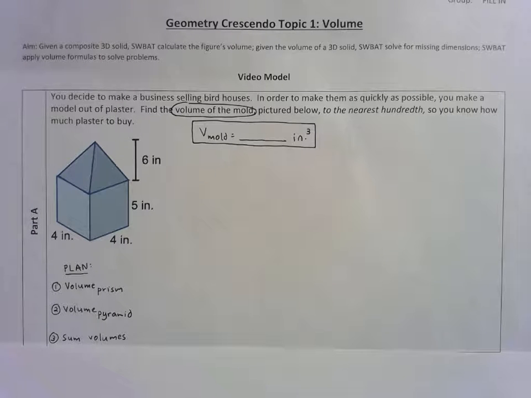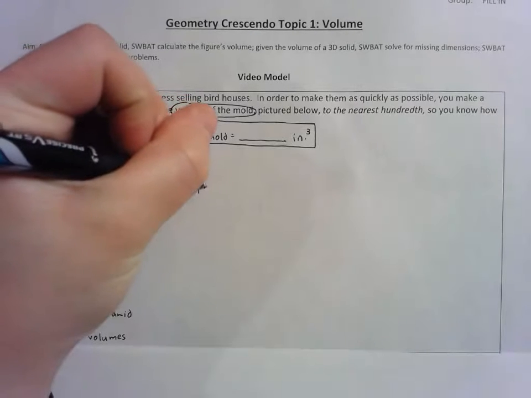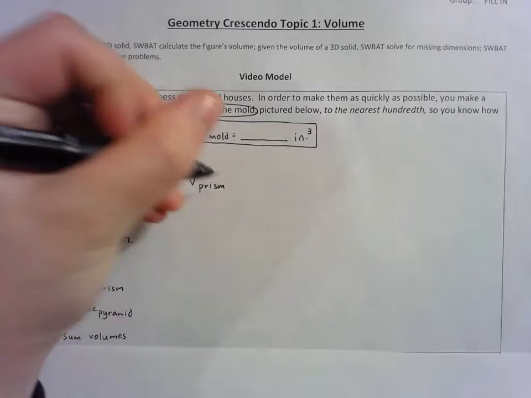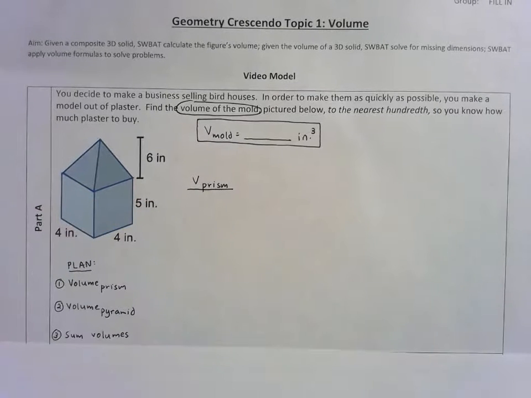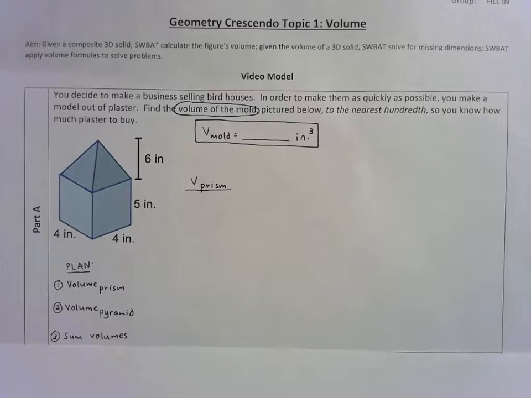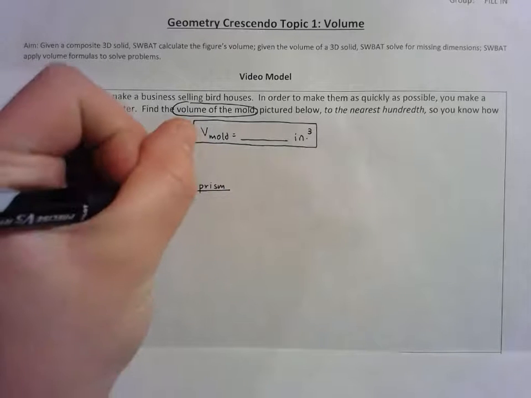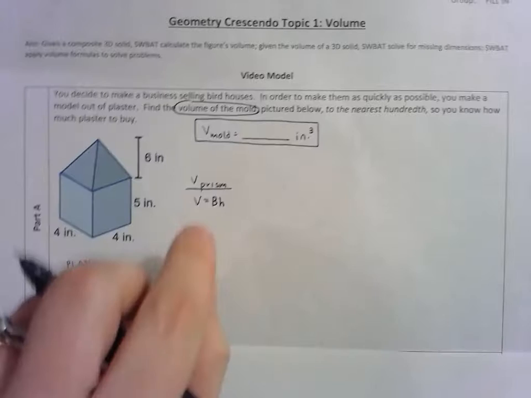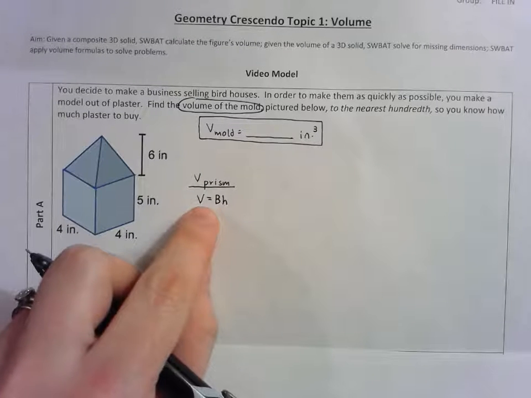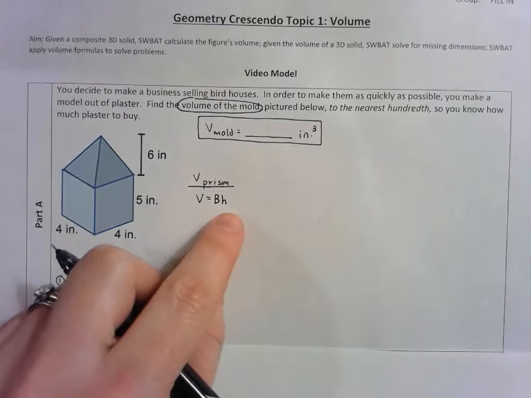So I'm going to follow my plan and start by finding the volume of the prism. As we practiced in class, I'm going to label my work with headers to make it really easy to follow. I can use my reference sheet in this case, and I can identify that the volume of a prism is represented by the formula BH, where this capital B represents the area of the base, and H represents the height.